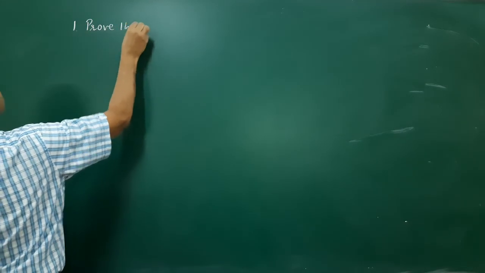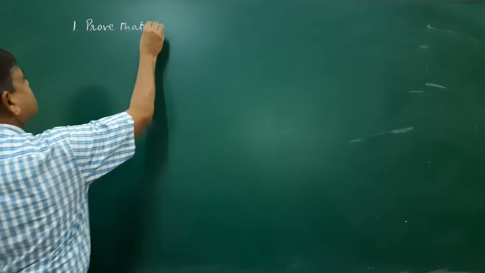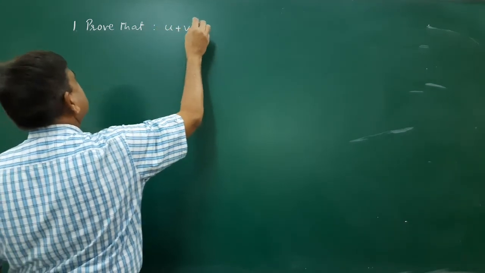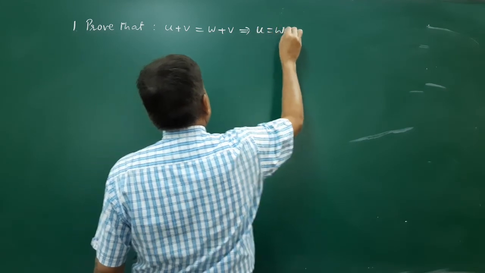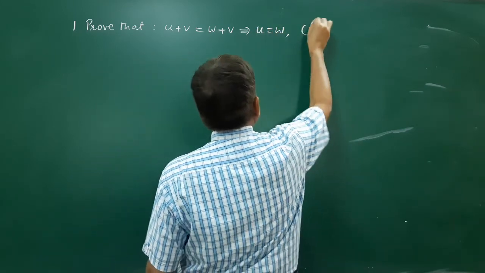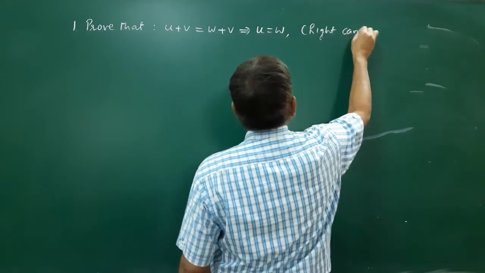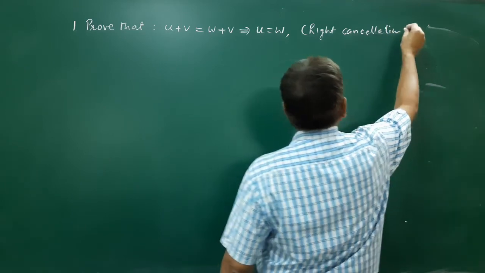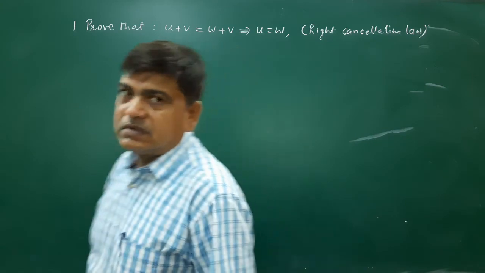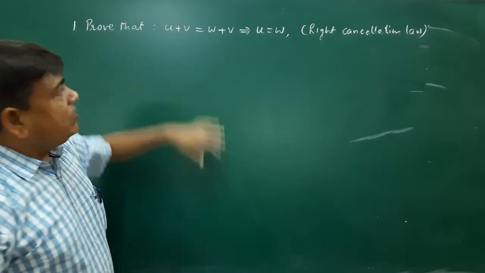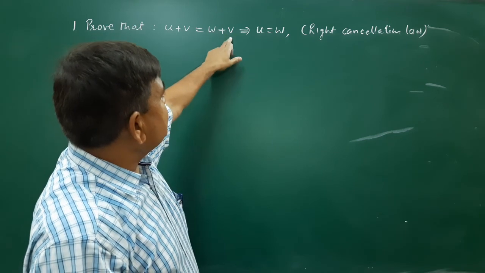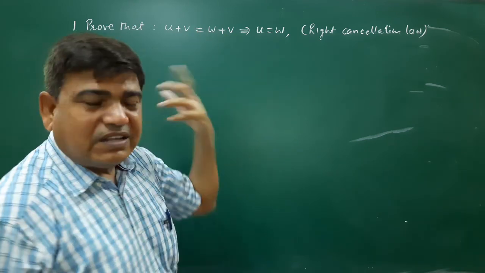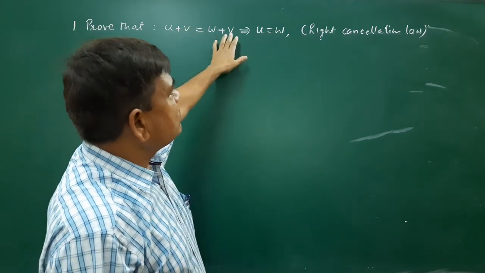Alright, first property, prove that U and V are two members of a particular vector space. Then if U plus V equals W plus V, then U equals W. In ordinary algebra, generally we transpose or we can cancel it out. So it is given on the right side.